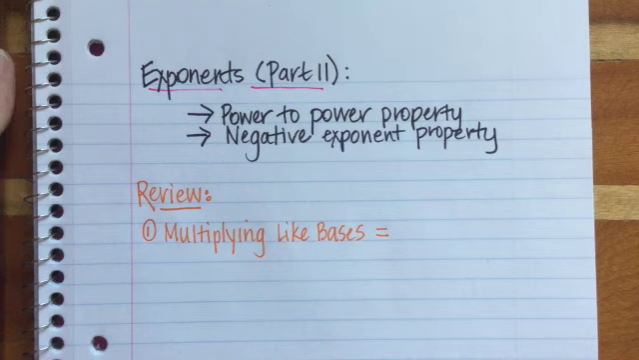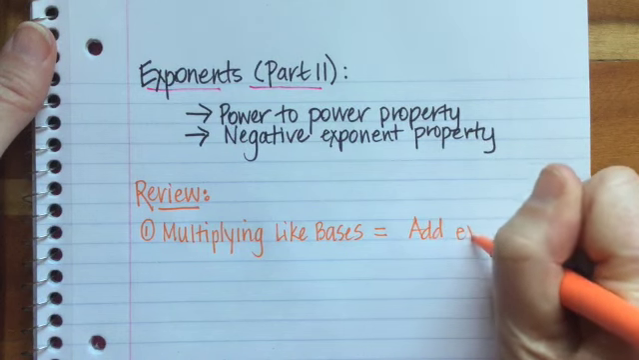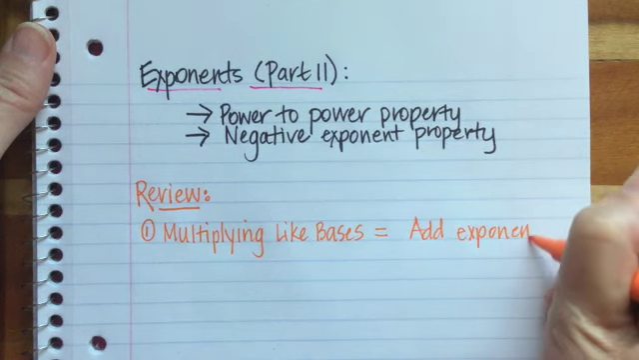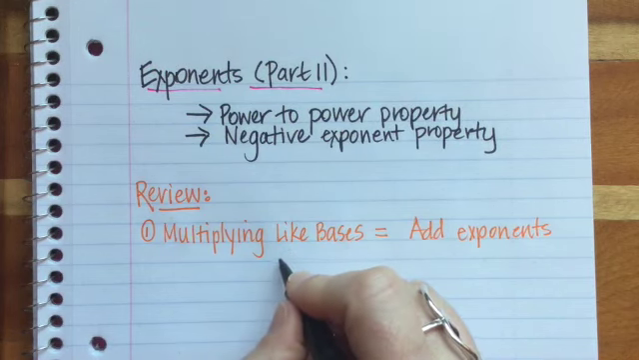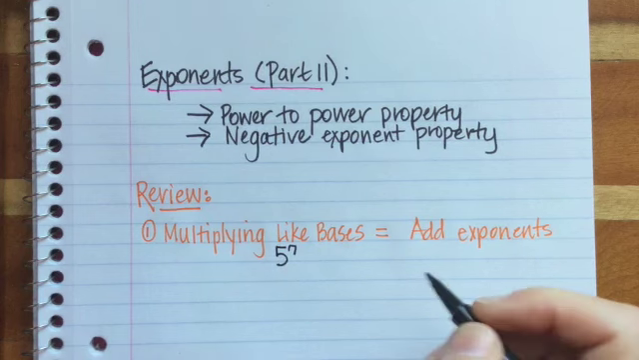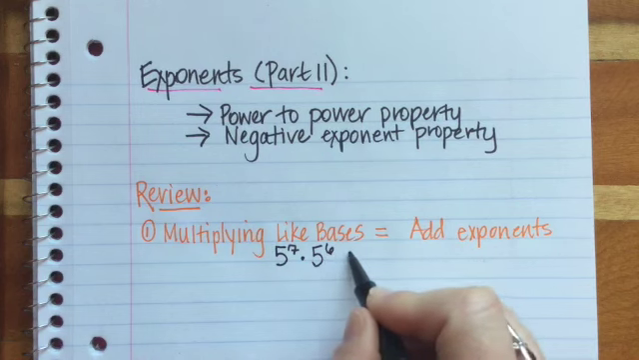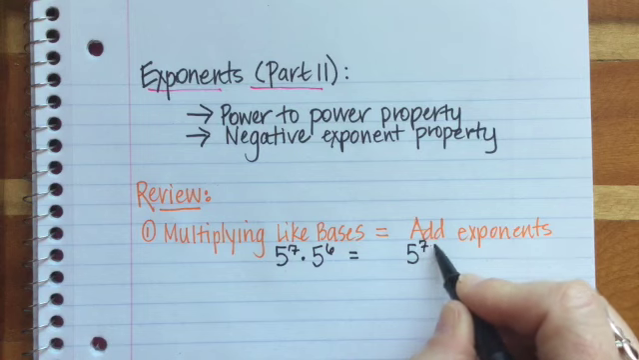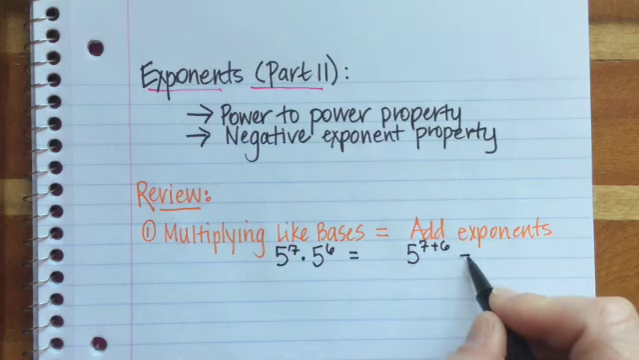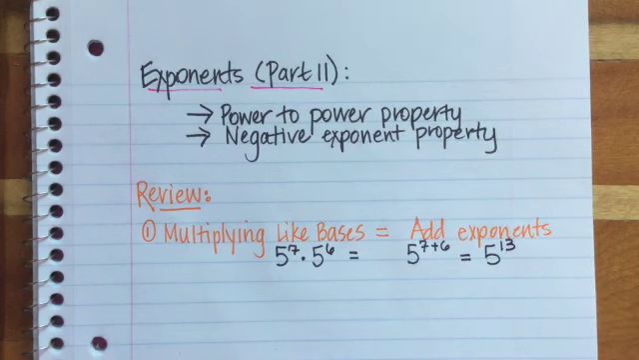So here we go. I was multiplying like bases, right? And what we learned was in order to do that, all I needed to do was add up those exponents. An example of what that might be is, let's say that I had 5 to the 7th and I was multiplying by 5 to the 6th. I needed to keep my base and I just needed to add up those exponents, right?